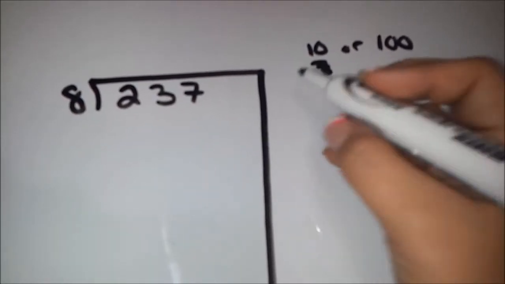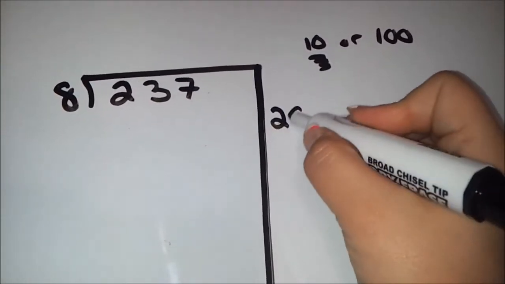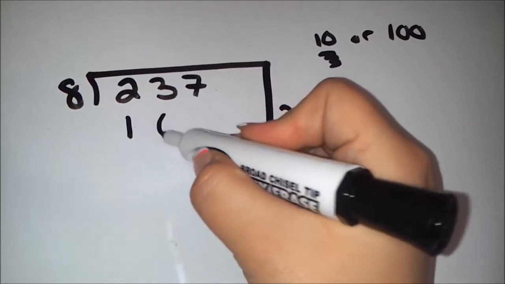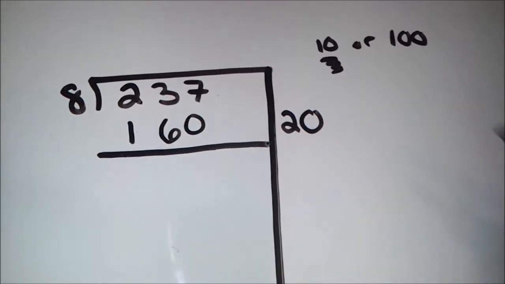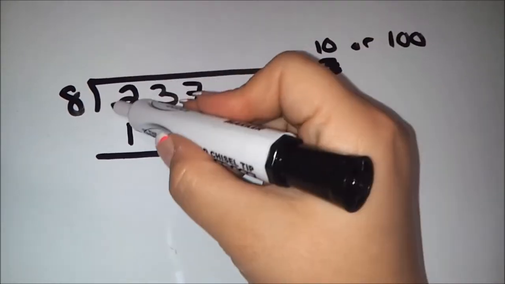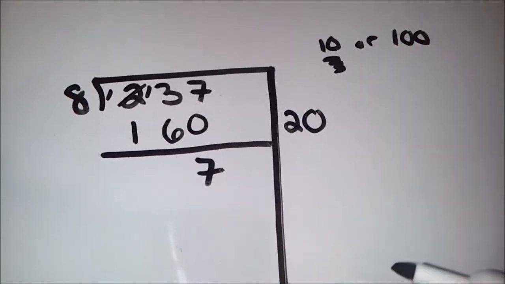So let's try using 20. 20 is a nice number. 20 times 8 gives us 160. Let's subtract. 7, borrow, and then we're going to get another 7.